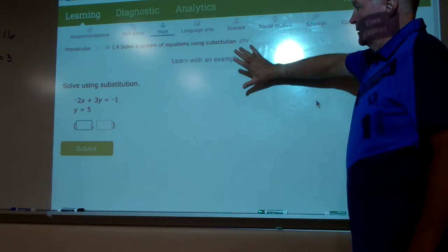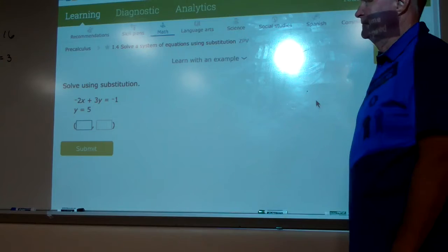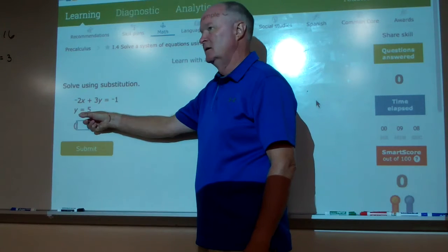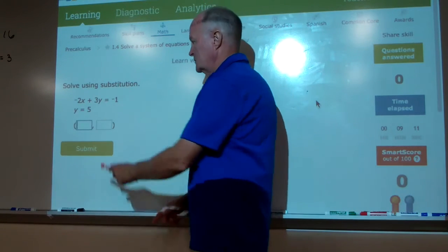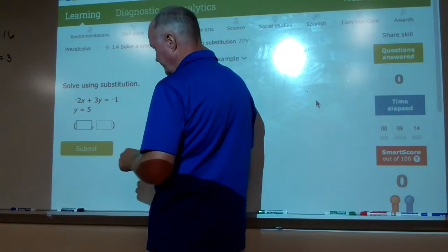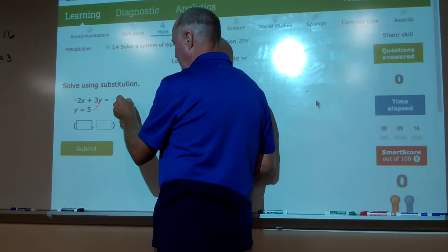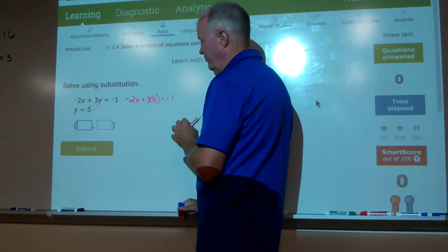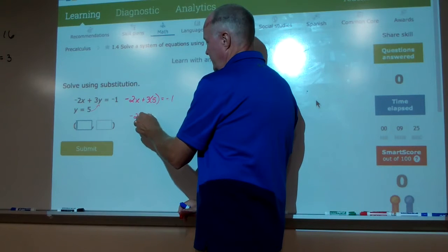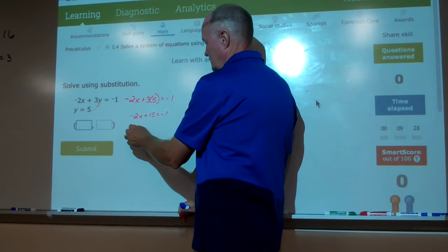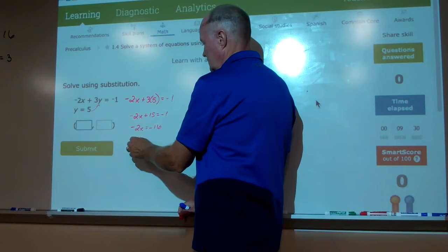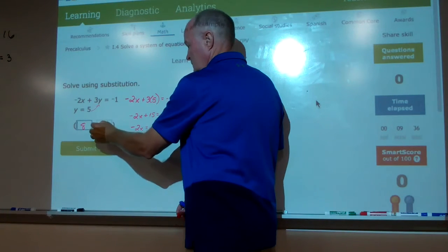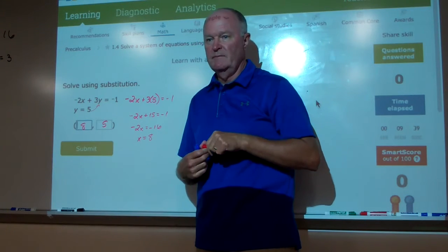So the first few of these are pretty straightforward because they already got one of them in this form. So this one would be the y equals 5. So then I'm just going to plug that into there. I got negative 2x plus 3 times 5 equals negative 1. So negative 2x plus 15 is negative 1. Negative 2x equals negative 16. So x equals 8. So I got 8 and 5 is my answer. And I'm on my way.